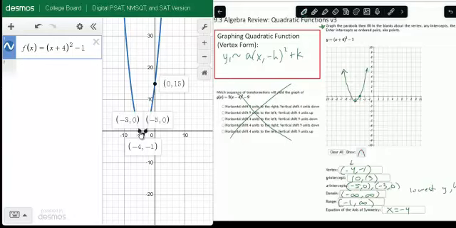You didn't have to use any of the tables. You didn't have to use anything else for that. You just got it by typing in the equation.